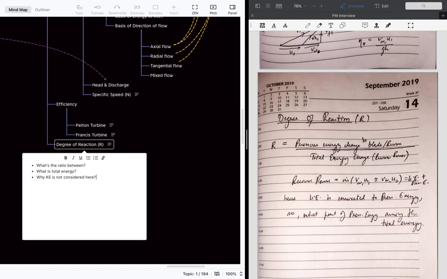Okay, and as we know, the runner power is basically mass flow rate times the velocity. This one, and the total runner power is nothing but the total energy, and it's nothing but the kinetic energy plus the pressure energy. Okay, so that's it.